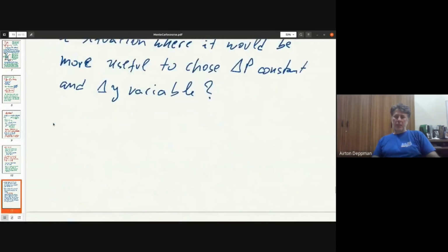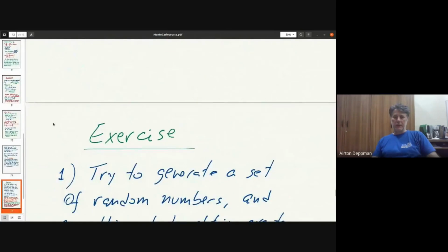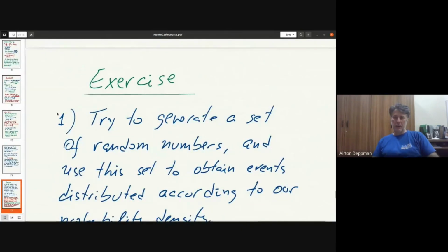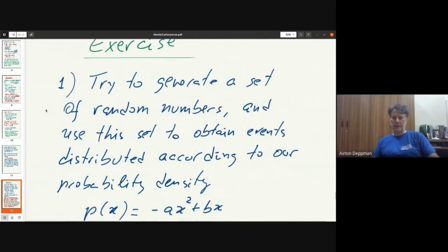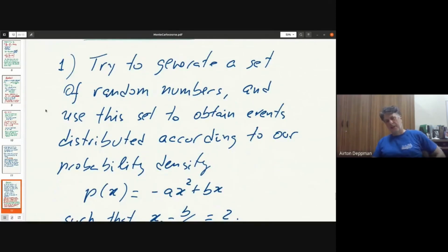So this is the central part of our course, and I have here some exercises as extra class activity. So try to generate a set of random numbers and use this set to obtain events distributed according to our probability density. So you have to apply the statistical sampling to our cumulant and obtain a set of events distributed according to this distribution. Okay.